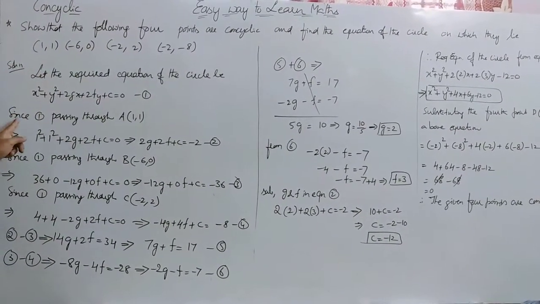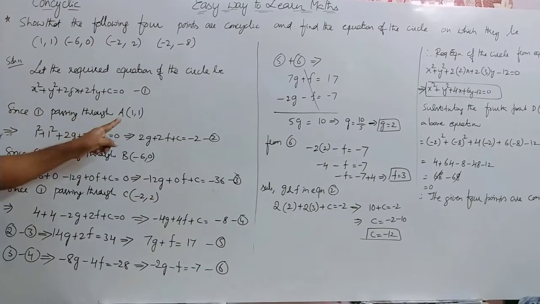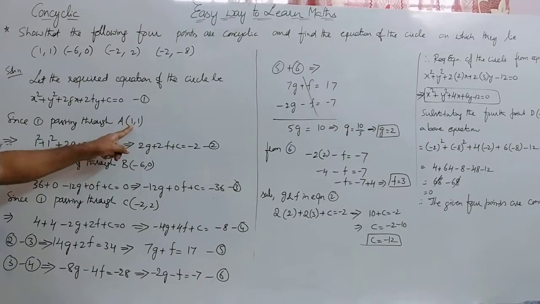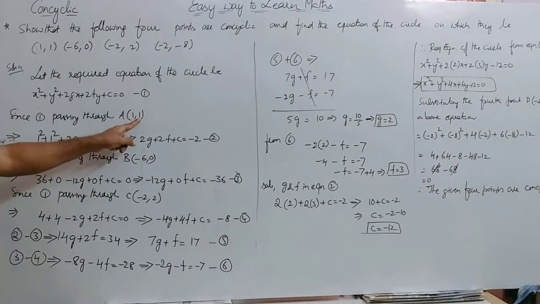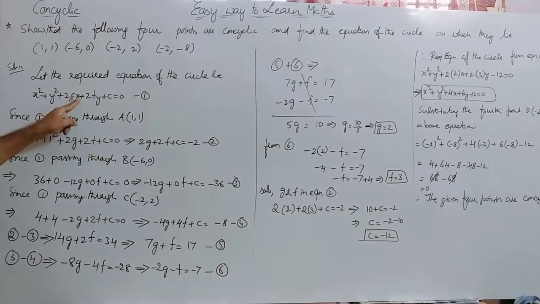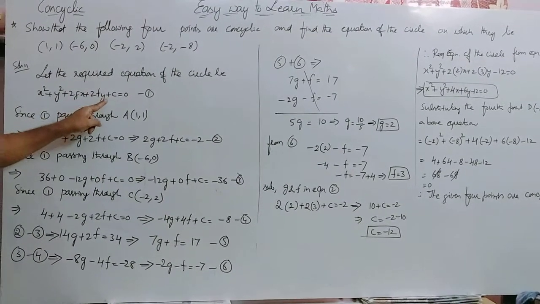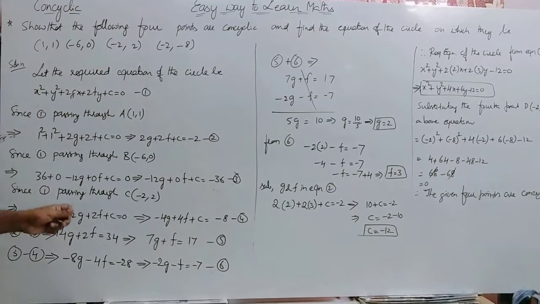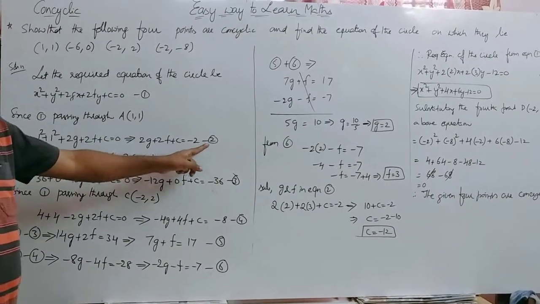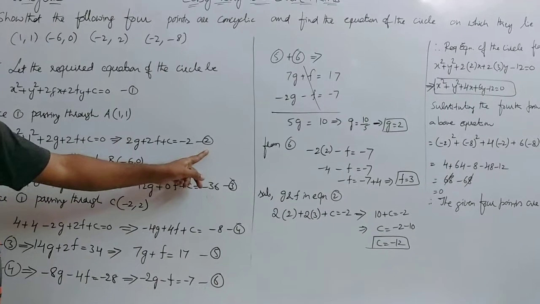Since equation 1 is passing through the point A(1,1), that is, in place of x we have to substitute 1 and in place of y we have to substitute 1. That is 1 square plus 2g into 1 plus 2f into 1 plus c is equal to 0. So that we derived 2g plus 2f plus c is equal to minus 2, which is equation 2.